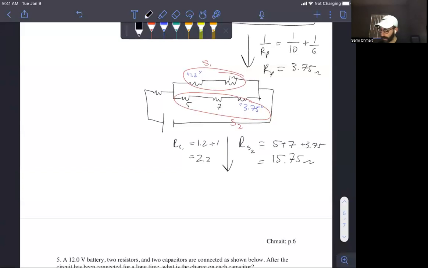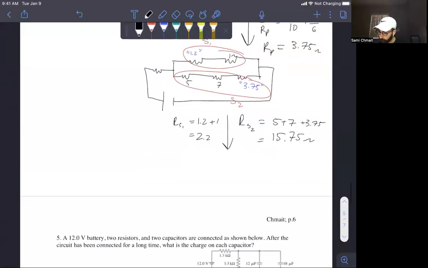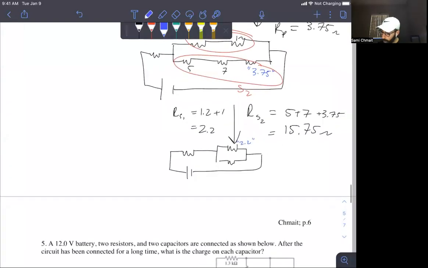All right, so 15.75, that was right. Okay, so now we clean this up even more. Now what we have is the battery here goes this way, resistor, resistor, resistor. Over here we have that 2.2, and down here we have that 15.75. Again, we have these two in parallel.